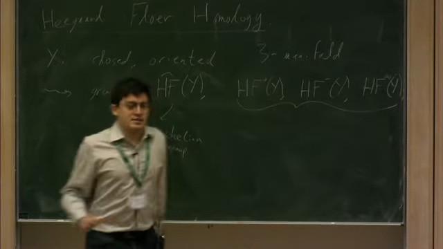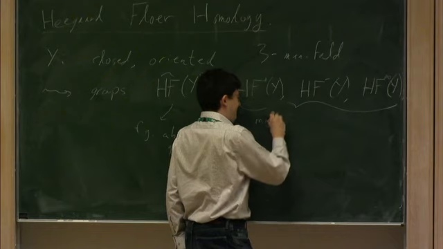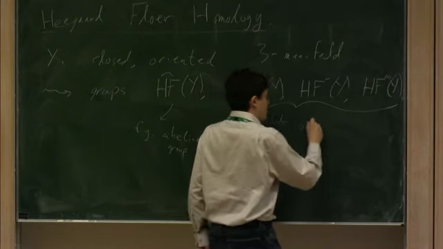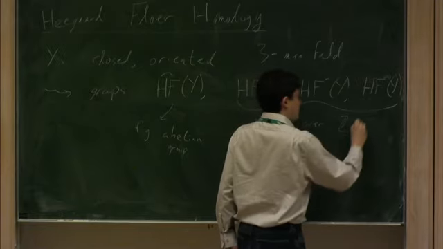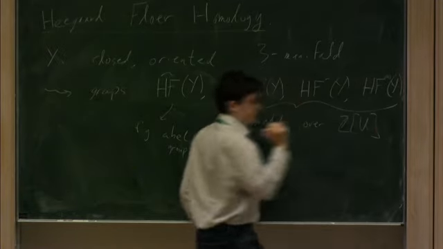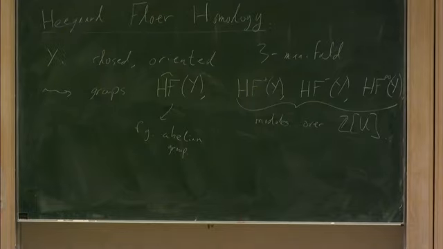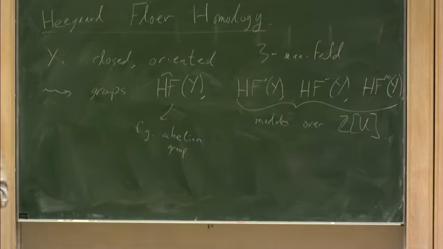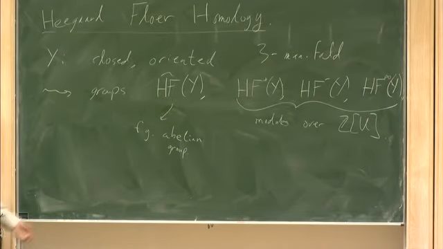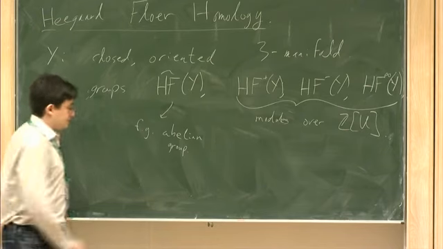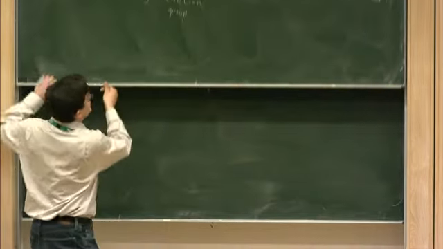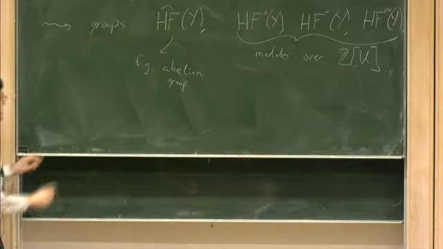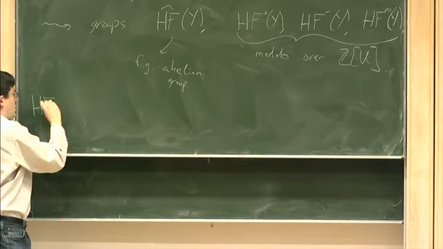These three are all going to be modules over the ring Z adjoin U. I guess this is also a module over Z adjoin U, but U is 0. And those are going to be our basic objects of study. Now, each one of these is going to decompose.